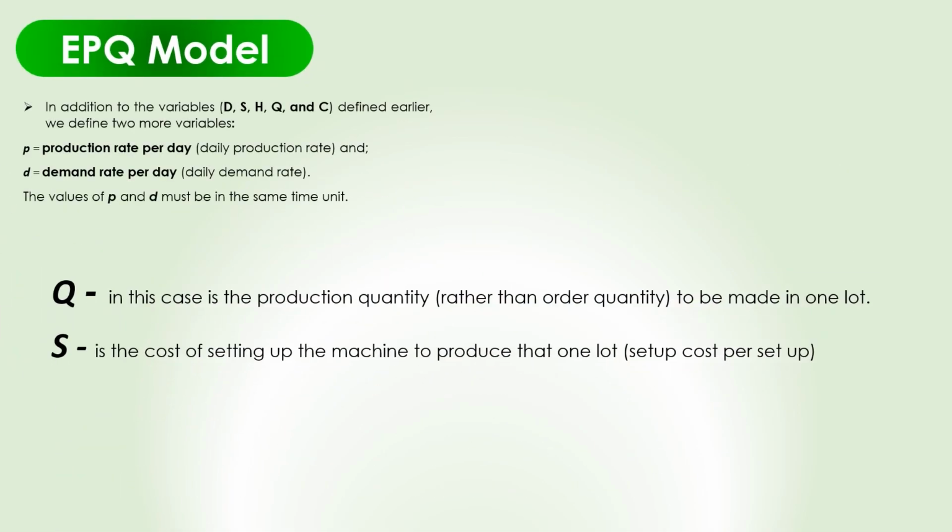Ayan. So Q in this case is the production quantity rather than order quantity, kasi economic production quantity model ito. So to be made in one lot. And S is the cost of setting up the machine to produce that one lot, or the setup cost per setup.